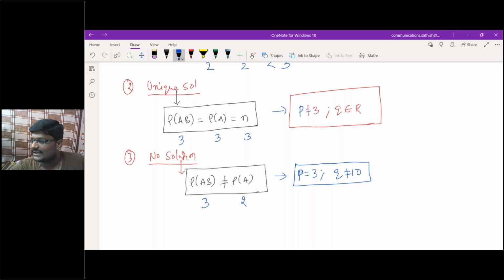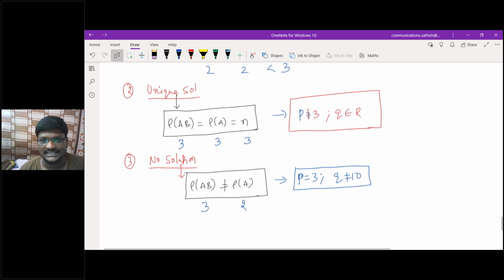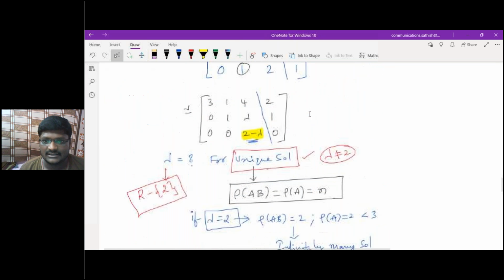That is how you have to solve the problems based upon the solutions to the system of linear equations. Are you understanding what I'm saying here? Any doubts? Quickly revise all those things. This is about the solutions of a system of linear equations.